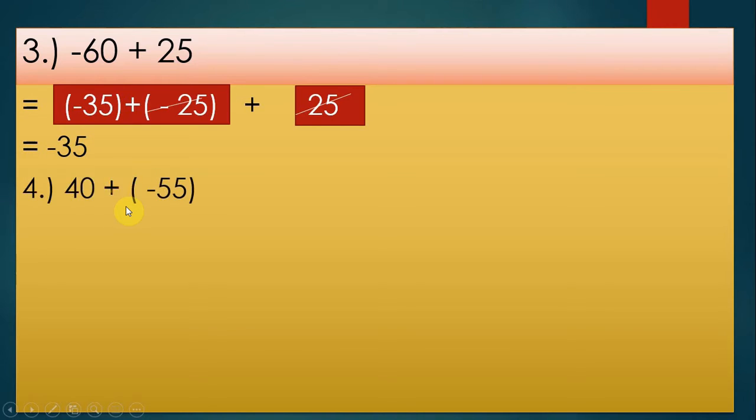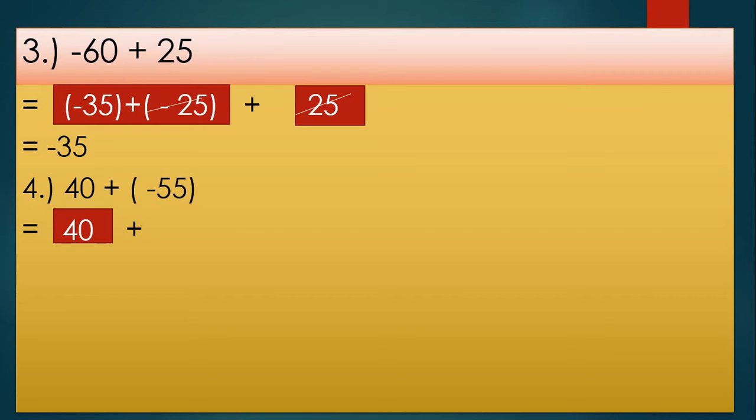Next, number 4. 40 plus negative 55. Now, which number to break down? Is it 40 or negative 55? Obviously, it's negative 55 because this has a greater absolute value. Now, because this is negative, its breakdown is also negative. And one of its breakdowns is the opposite of 40. What is the opposite of 40? It's negative 40. So one of the numbers in the breakdown of negative 55 is negative 40.